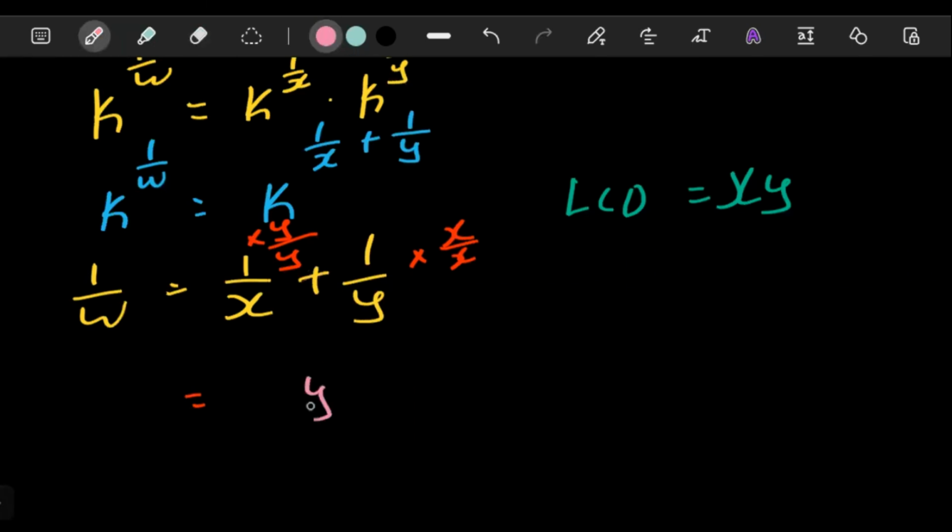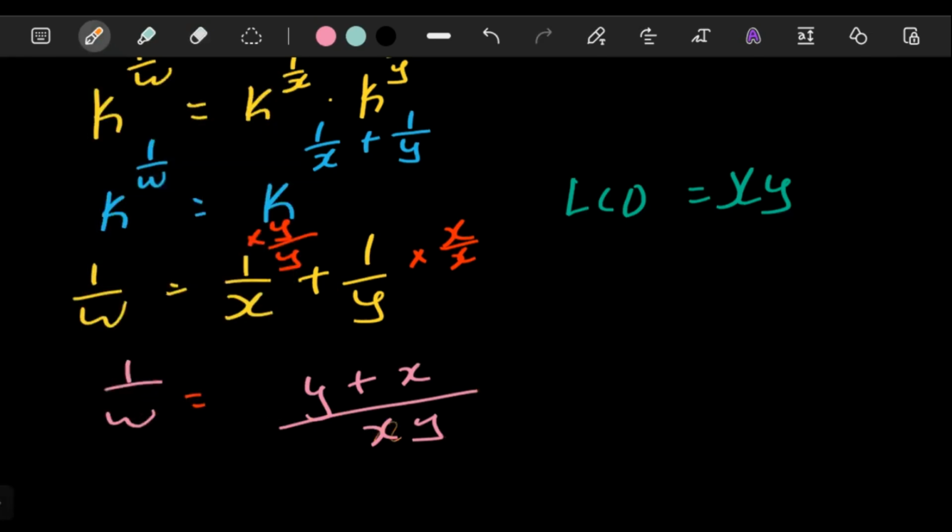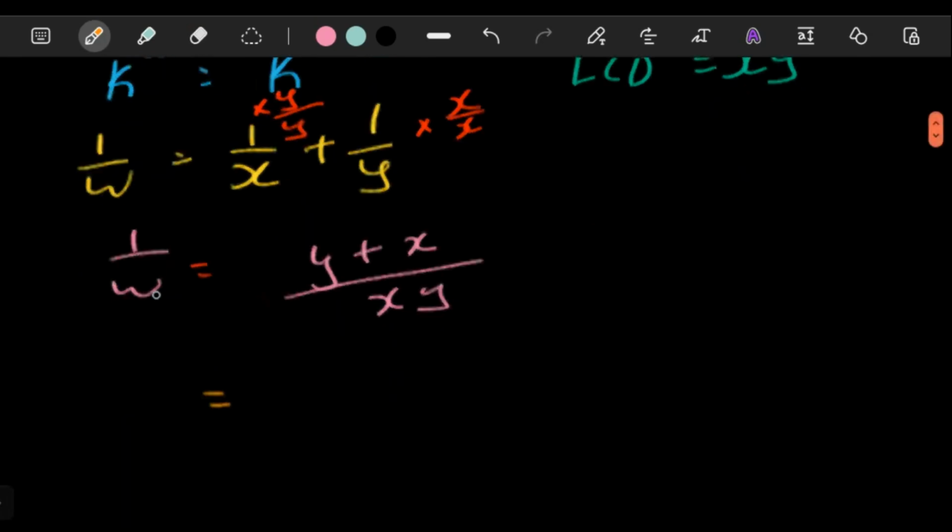Seriously, the top is going to be Y plus X, and the bottom is going to be XY, 1 over W. The good news is this is a trick you always should know. If you didn't know it, you should know it now, and I'm about to mention it. If you have a fraction on one side of the equation and a fraction on the other side of the equation, you can just flip them both over.